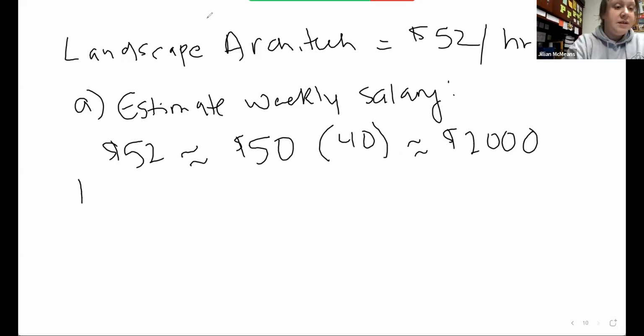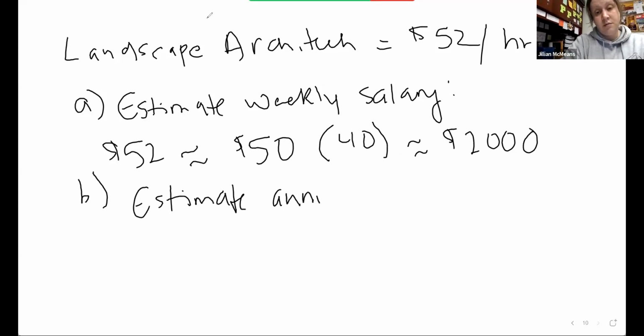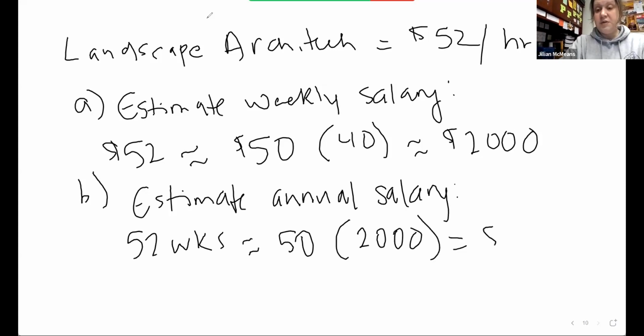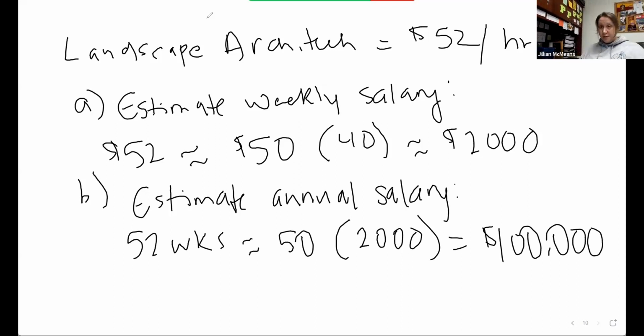Okay, so the next thing we want to do is estimate the annual salary. We have 52 weeks in a year, but let's do the same thing. Let's round that to the nearest 10. So that's going to be approximately 50 weeks, making $2,000 a week. So this particular employee makes approximately $100,000 per year. Now let's talk about, is this a good estimate or a bad estimate? Okay, so I'm going to go to the next screen.